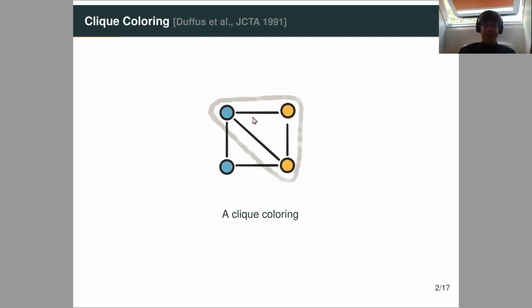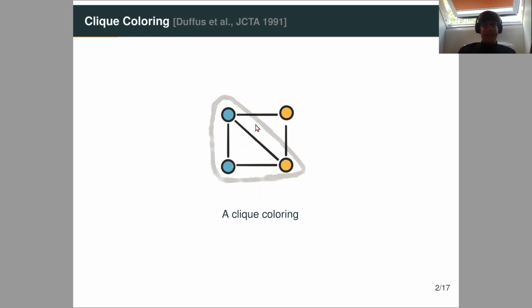So if we look at this one in the example, then we see that both color blue and color yellow appear on its vertices. So this one is fine. And similarly, on the other one, we both have a blue vertex and a yellow vertex. So this coloring is indeed a clique coloring.